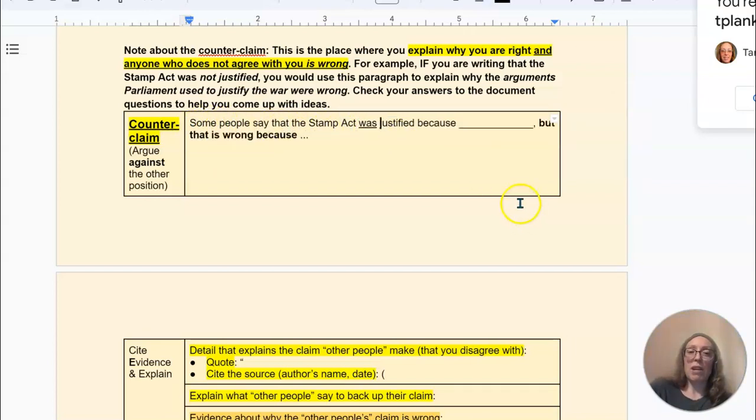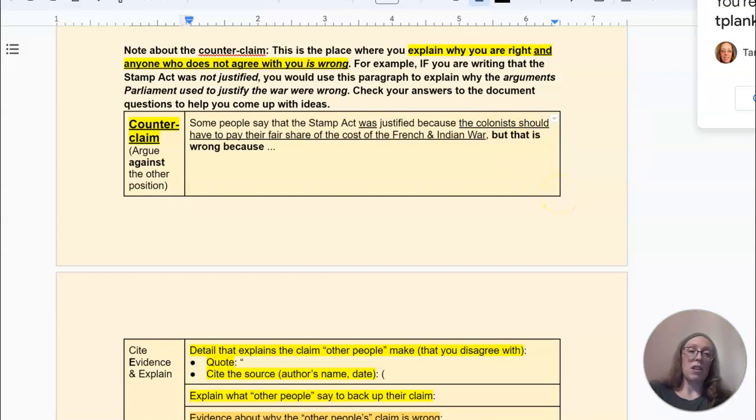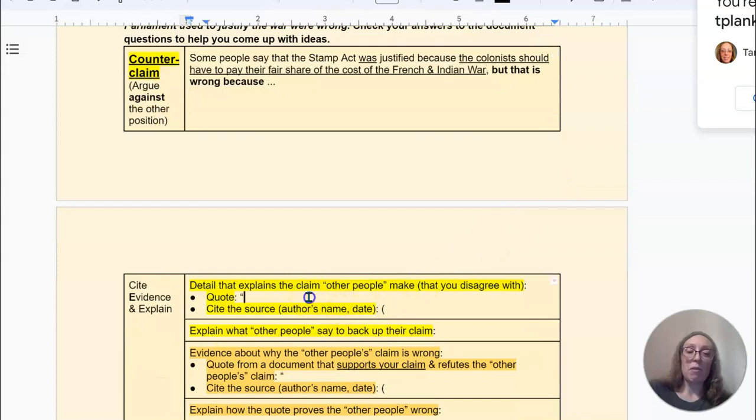And the reason I'm going to do that is because I have to argue against that. And now, why do people say that the Stamp Act was justified? Well, that's what I was just talking about, right? Because colonists should have to pay their fair share of the cost of the French and Indian War. But that is wrong. Okay, so here I'm saying, well, here's what the other side says. And now I need to explain why that's wrong. When I'm looking at evidence, you might need to write through and think through this from the beginning to the end. But our evidence is going to be the same as it was before.